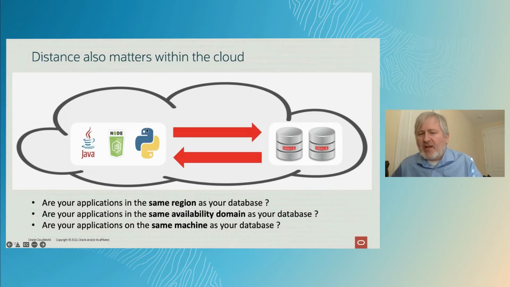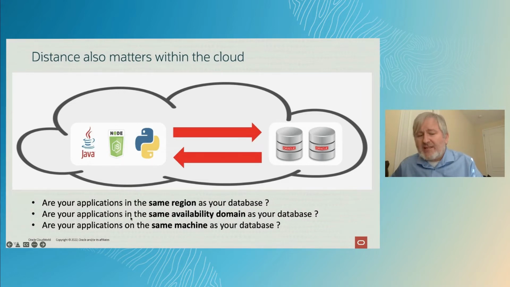Obviously, the closer your applications are to the data, the faster your applications are going to go. And the further they are apart, the slower they're going to go. Seems pretty obvious, but for various reasons, that's not always the case. So ask yourself some questions. Are your applications in the same region as your database? Which is the same as saying, are your applications in the same city as your database? Because that may not always be true.